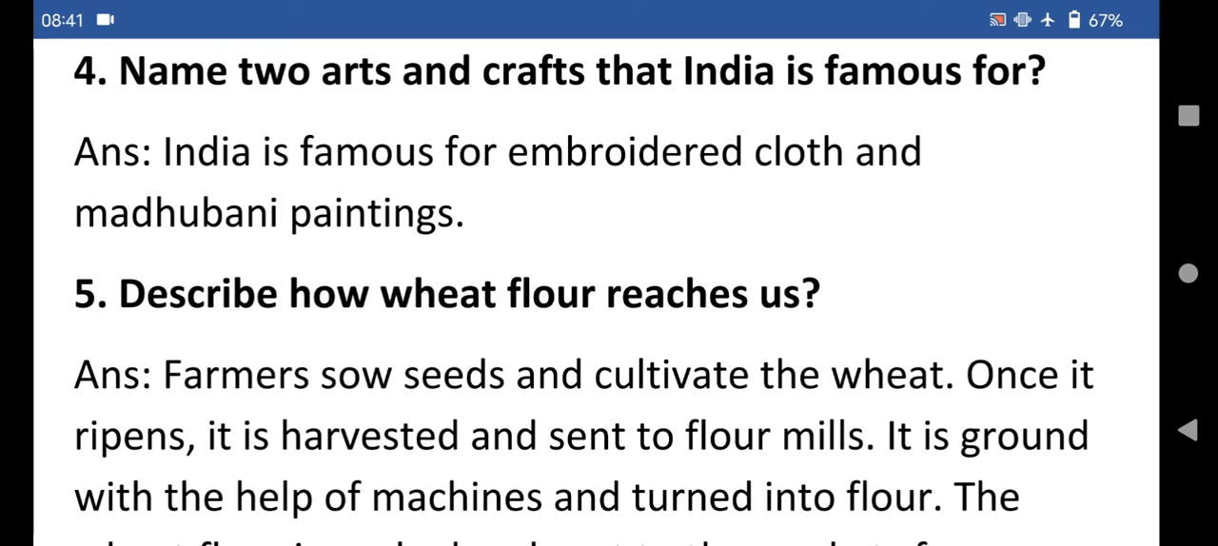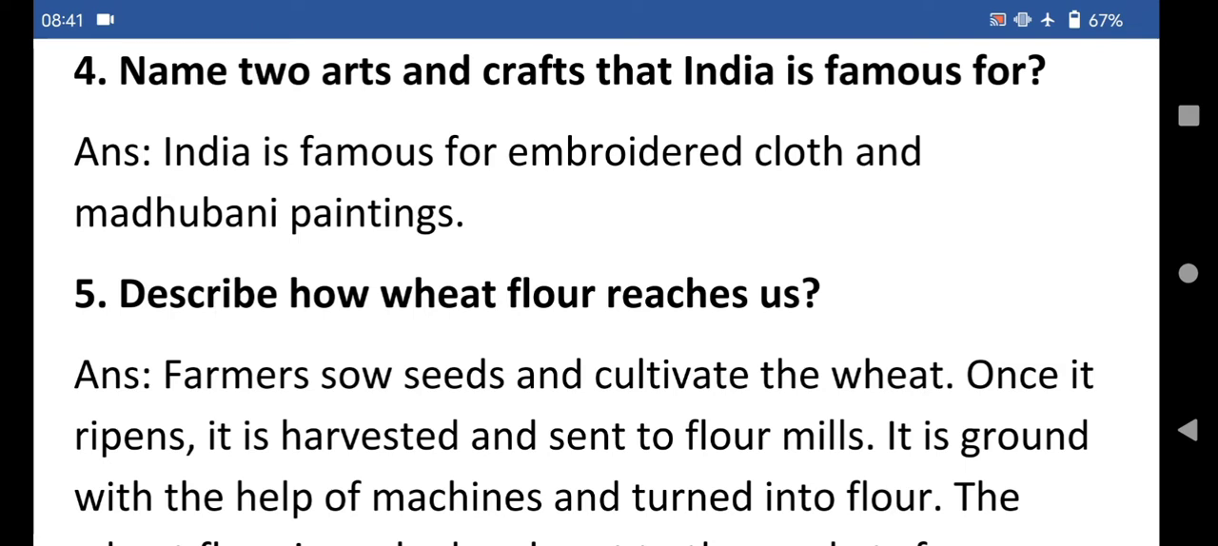4. Name 2 arts and crafts that India is famous for. India is famous for embroidered cloth and Madhubani paintings. Dear children, what do you mean by arts and crafts? Means the handicrafts, the handmade things are known as arts and crafts. India is famous for embroidered cloth, means designs on clothes, and Madhubani paintings.